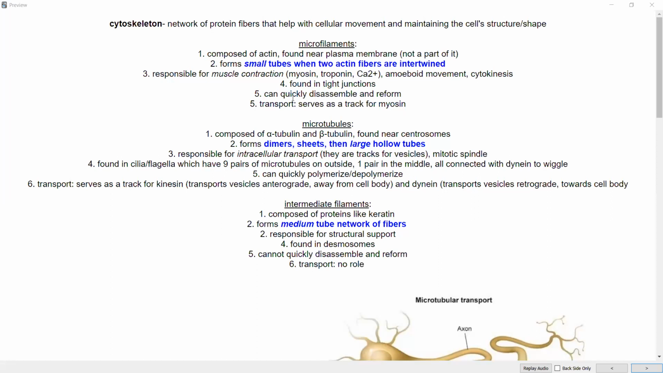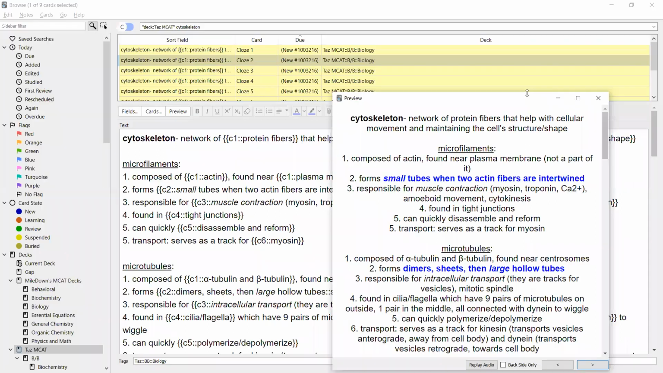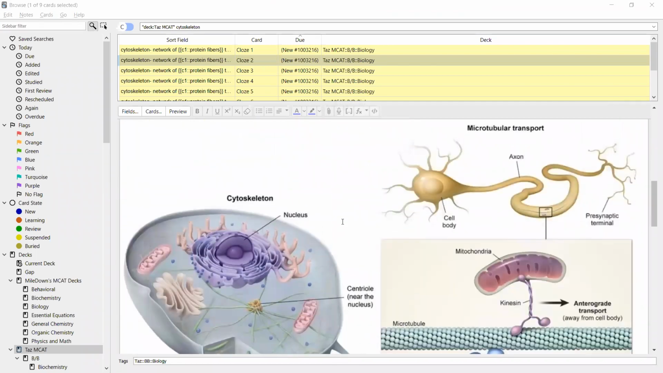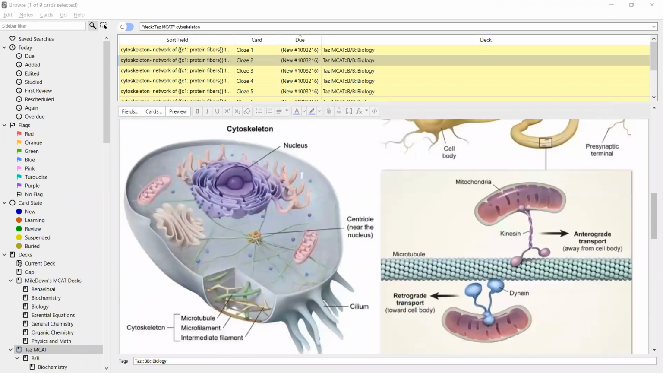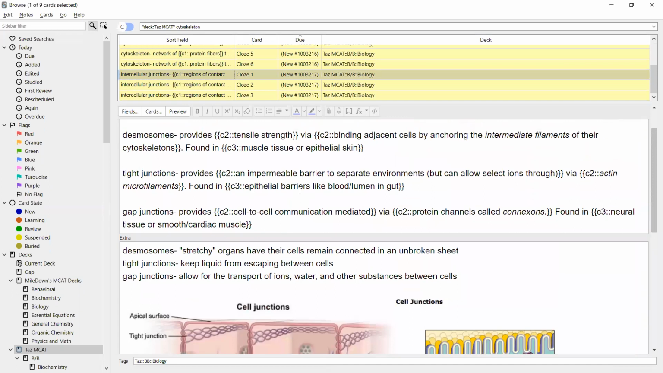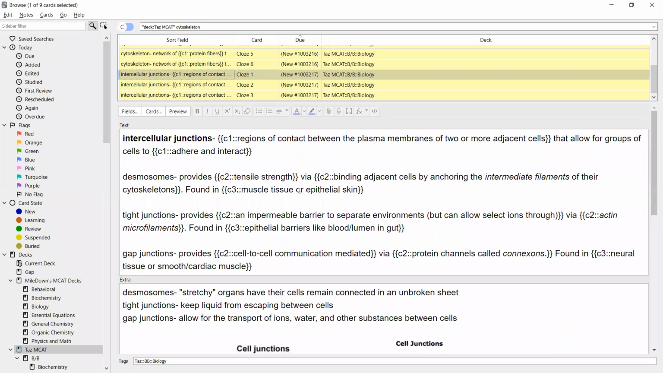Then we have, what else do I want to talk about? Okay, now we can talk about the tight junctions and the desmosomes that we were talking about before. So the tight junctions and the desmosomes do different things.